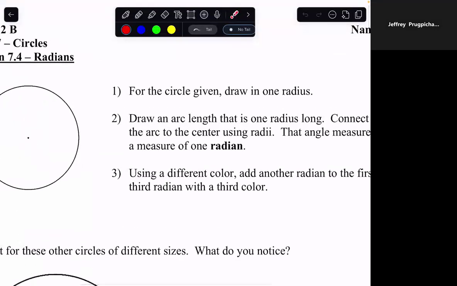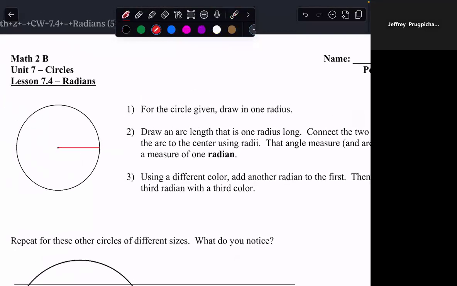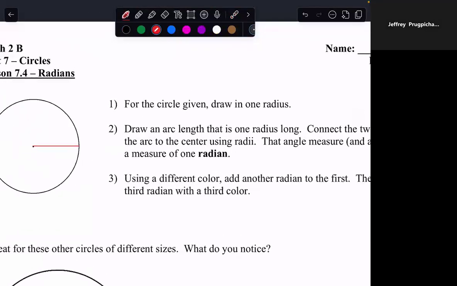Okay, so we're going to draw a radius. Let's just draw the radius directly to the right of the center. Okay, so now let's read this next instruction together. Draw an arc length that is 1 radius long.